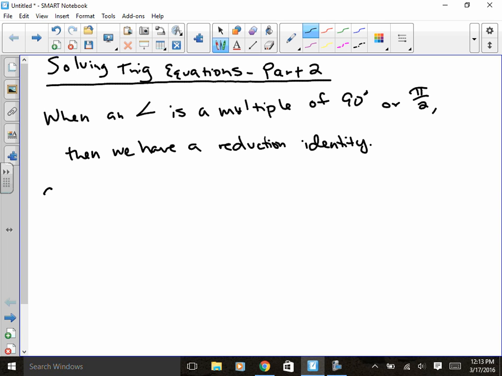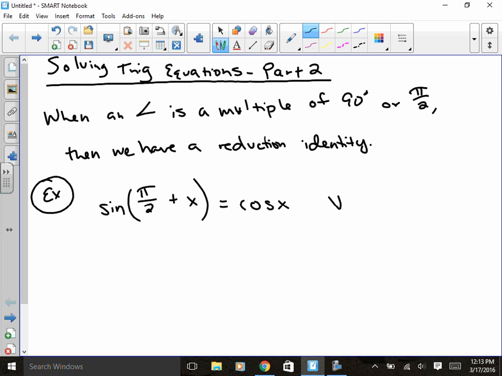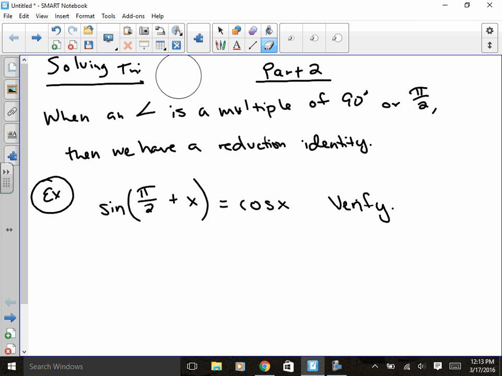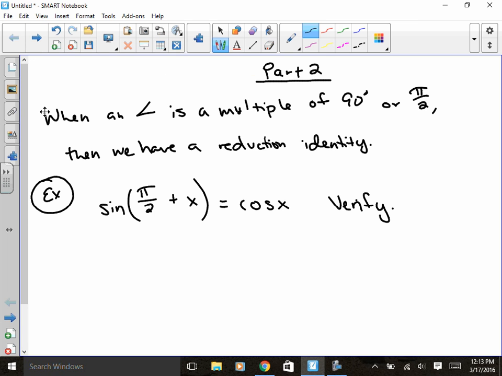For instance, if I were to have the sine of pi over 2 plus x equals cosine x, my job is to verify that this is in fact true. So you're going to be using your sum and differences, that's what this is, not solving. Sorry about that. Sum and differences. So I'm going to work with the left side.